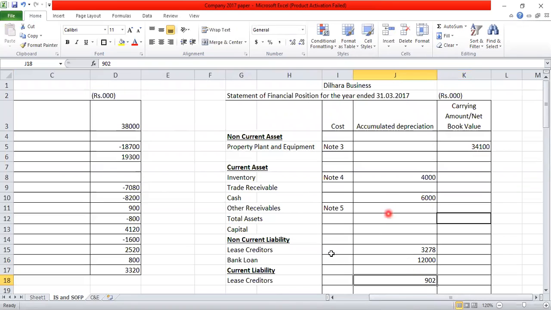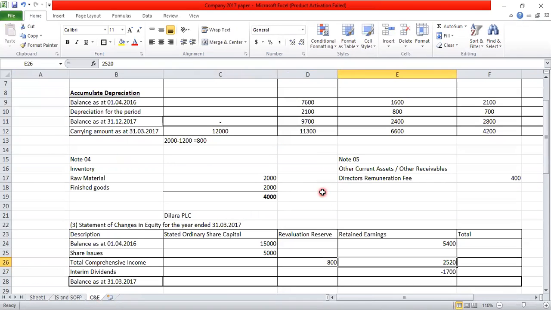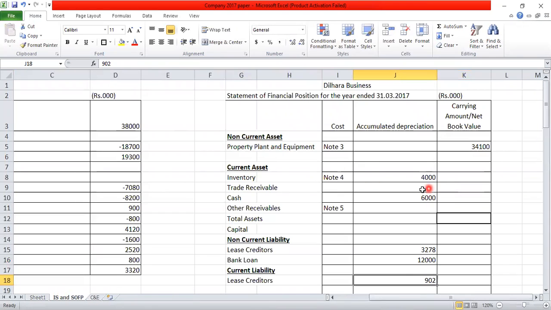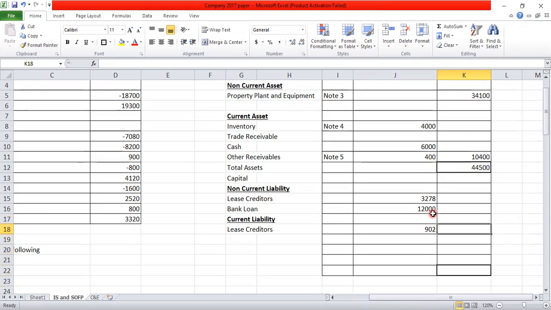Then we have note 5. What is the note 5 is the actual amount. We got note 5 director's remuneration fee as 400. I'm going to take this 400 to other receivables. So altogether, my current asset is going to be 10,400. So 10,400 altogether. My total asset is 44,500. I have recorded this. These creditors and bank loan 15278.